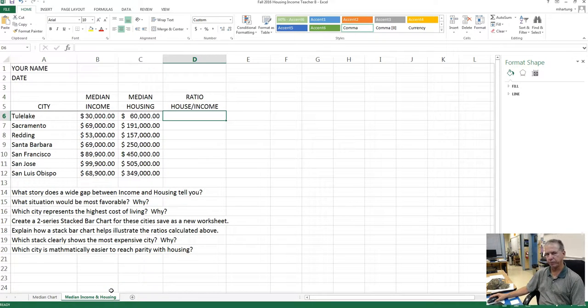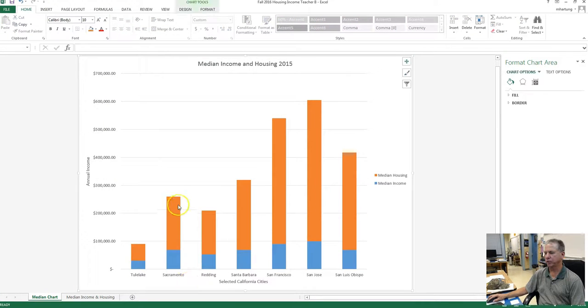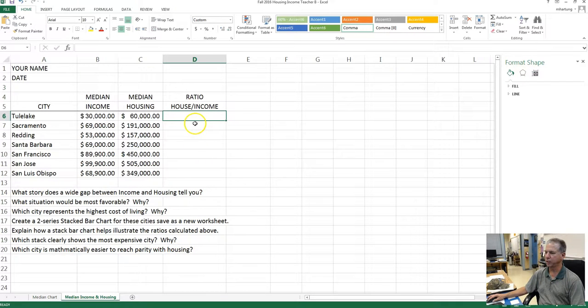So our final step that we will do on this particular worksheet, where we are comparing median income to the median price of housing, is to go ahead and calculate a ratio of the housing price to the income price. So we created that chart, stacked bar chart, showing the relative magnitude of difference between housing prices and the income, shown here in blue. But we can also go in and do a calculation and then graph this ratio.